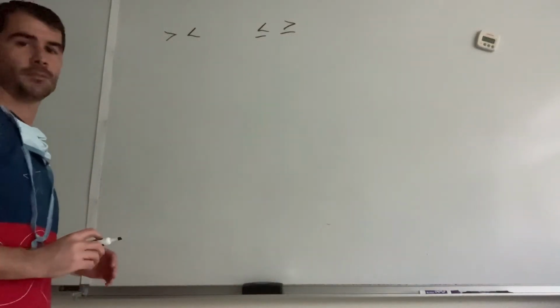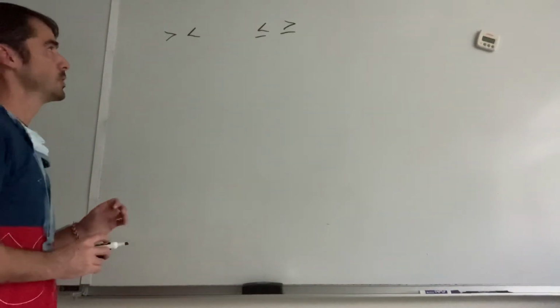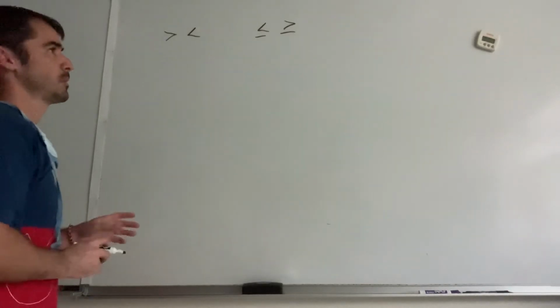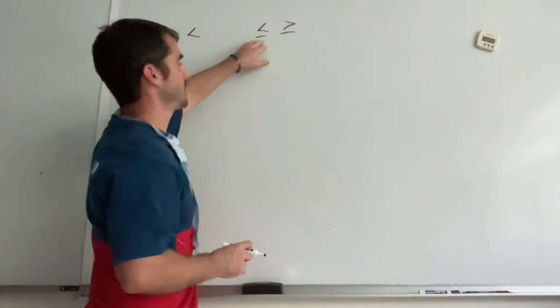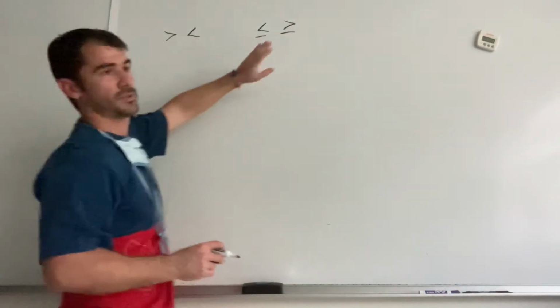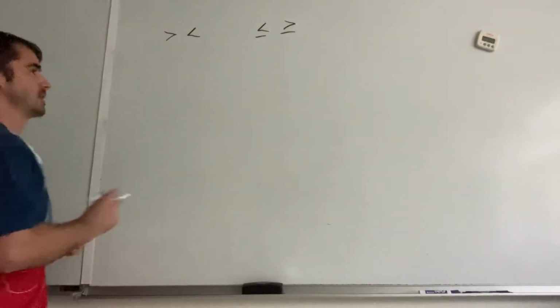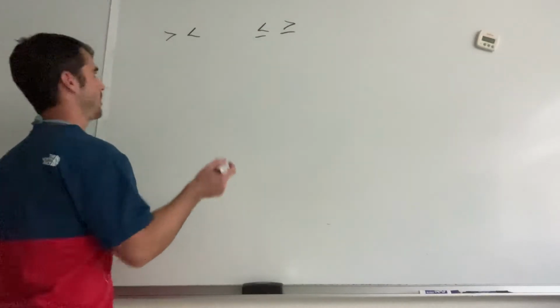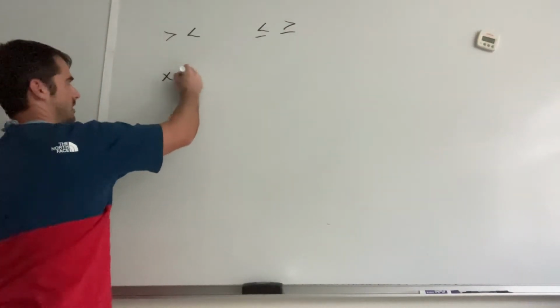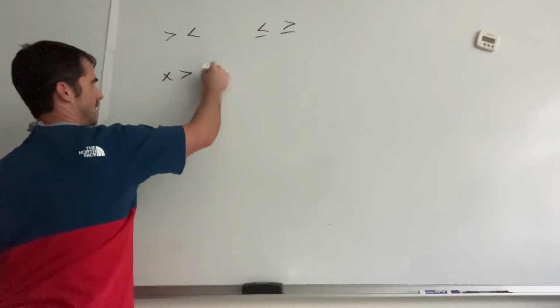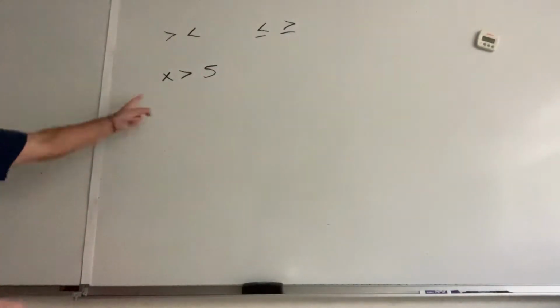All right, so I'm going to be showing you guys how to graph inequalities. If you don't know what an inequality is, it just has these greater than or less than signs, the greater than or equal to, less than or equal to signs. Okay, so I'm going to give us a real basic inequality real quick. I'm going to say x is greater than 5. Okay, x is greater than 5.